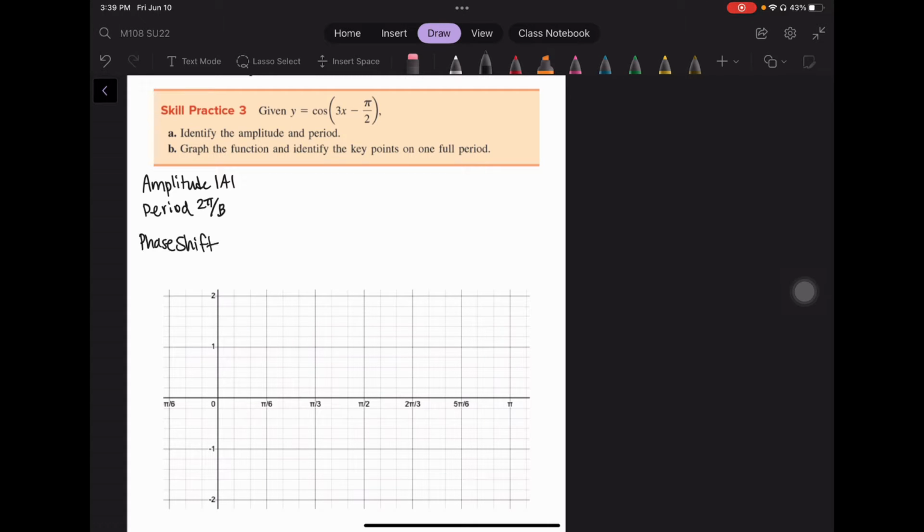The a value is the number in front of cosine, which is 1. The b value is the number in front of the x, which is 3. And the c value is the number after the minus sign inside with that 3x. Our d value would be outside the function, added or subtracted, which we don't have. So the d is 0, which means that we are not translating this graph up or down.